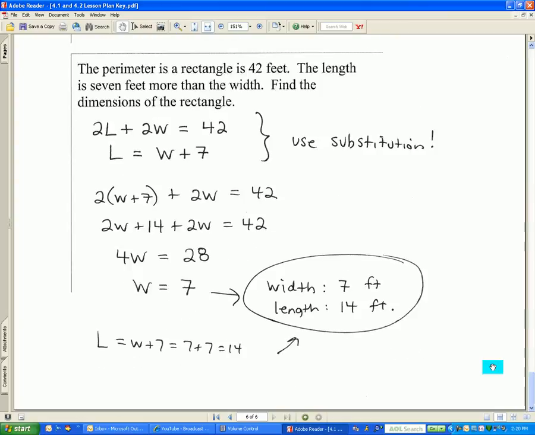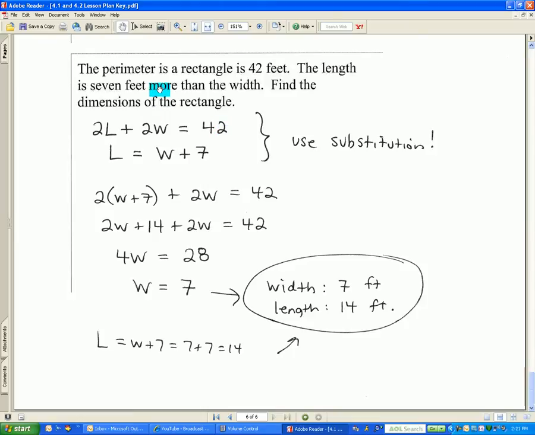Okay. The perimeter of a rectangle is 42 feet. The length is 7 feet more than the width. Find the dimensions. Now, on Course Compass, you're going to be asked to solve this problem by using a linear system. So we have to figure out a way to set it up. Remember, perimeter is always twice the length plus twice the width. So since perimeter is 42, 2L plus 2W equals 42.